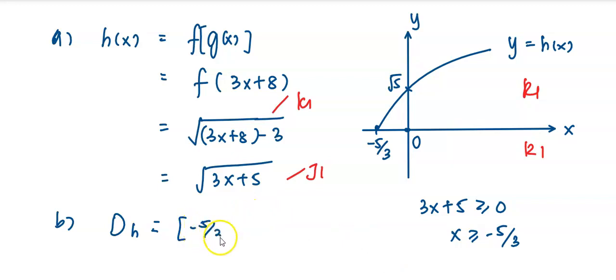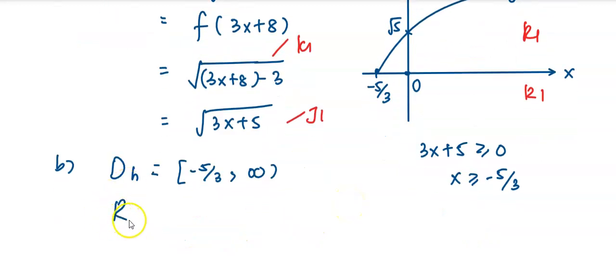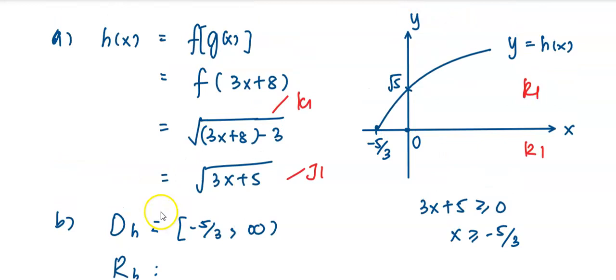So now I write it in interval form. That will be from negative 5 over 3 until infinity. And the range, of course, you can get it from the graph. You can see that the lowest point of the graph is this one, and it has the y value 0. So our range starts from 0, and then the graph goes up indefinitely, so of course it will end at infinity.